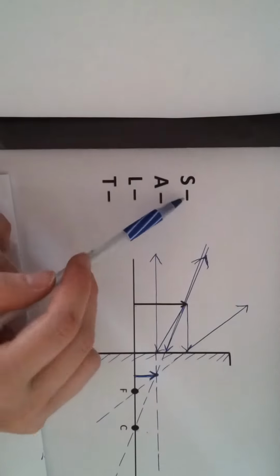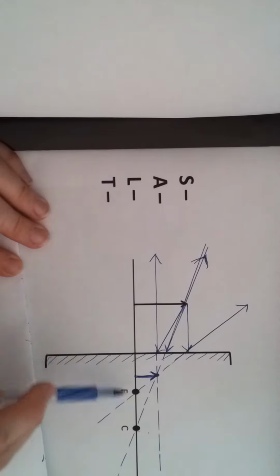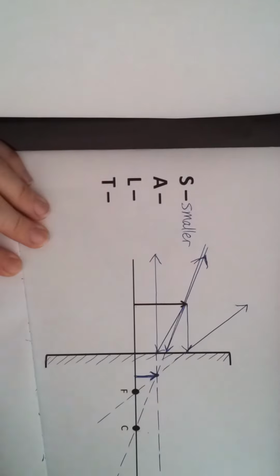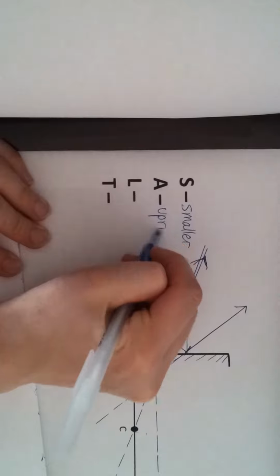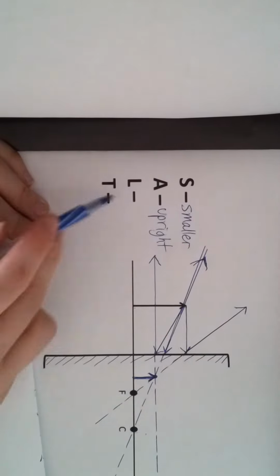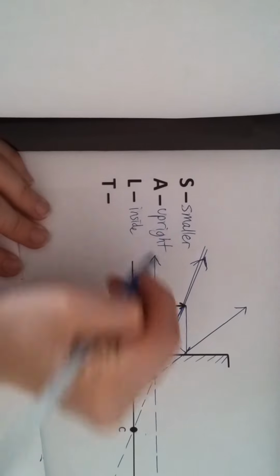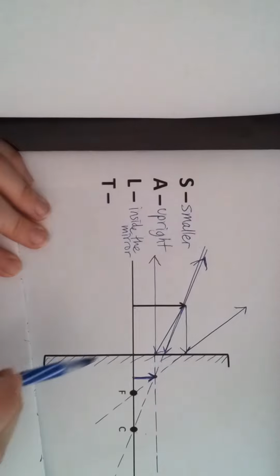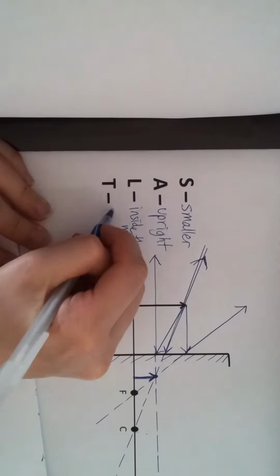Now we have to do our SALT. So the size of my image is going to be smaller than the object. The attitude will be upright. The location is inside of the mirror. And the type of image, if it is inside of the mirror, then it will be a virtual image.